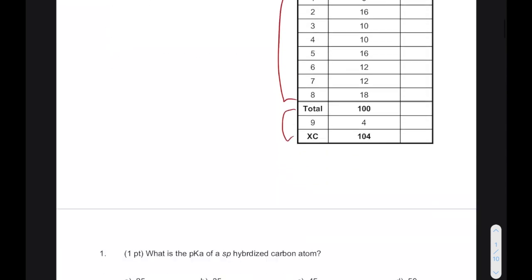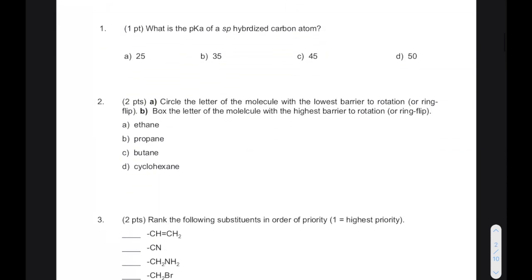So question 1. What is the pKa of an sp hybridized carbon atom? So this is asking us to some degree for memorized knowledge of pKa's. Question 2, circle the letter of the molecule with the lowest barrier to rotation or ring flip. And part B says box in the letter of the molecule. There's some typos in this. Molecule with the highest barrier to rotation. So this is going to be comparing now energies of rotations for molecules like ethane, propane, or butane with the ring flip of a cyclohexane.